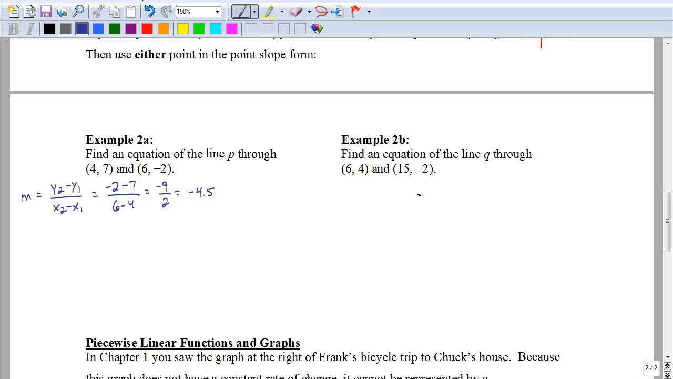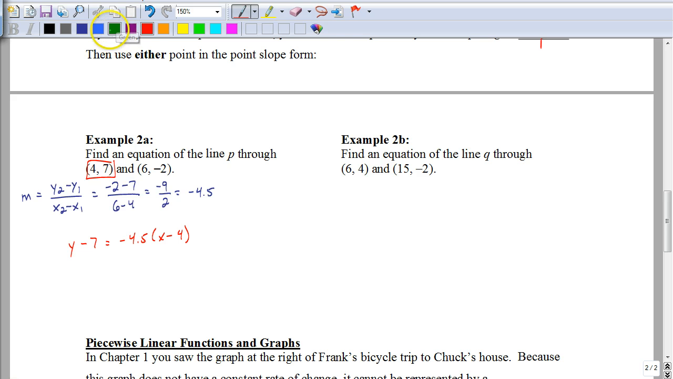Okay, so now I know my slope, and I have 2 points. It does not matter which points you use. Granted, when we start out putting it in point-slope form, it'll look a little different. But when we go and actually solve it and get it in slope-intercept form, you'll see that it doesn't matter which order you have it in. So for this one, I'm going to take y minus my y1. Let's use the 4 and the 7. So y minus 7 equals my slope of negative 4.5 times x minus 4.